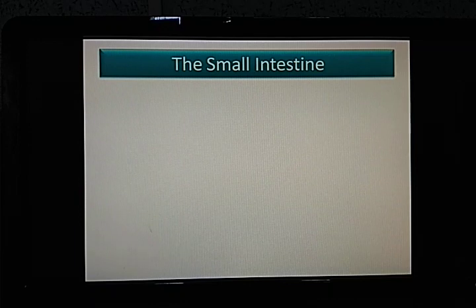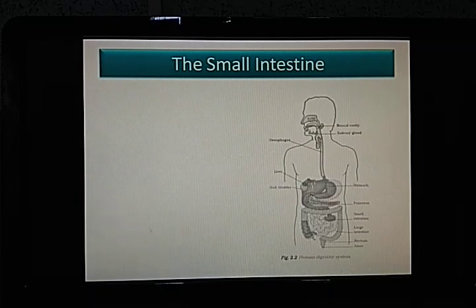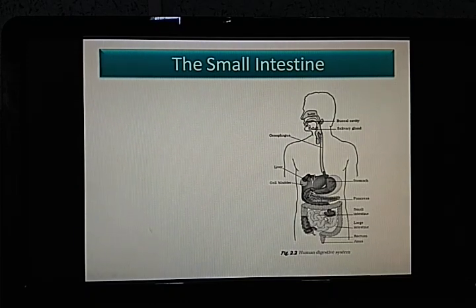So moving on, next is the small intestine. Now you can see from the diagram, this is the small intestine. After the stomach ends, the small intestine starts. You can see this is connected with the small intestine. The stomach is connected with the small intestine.